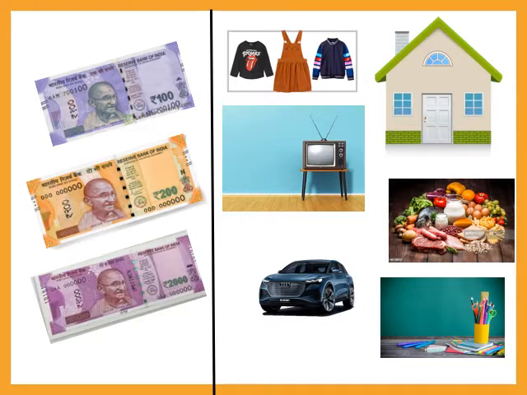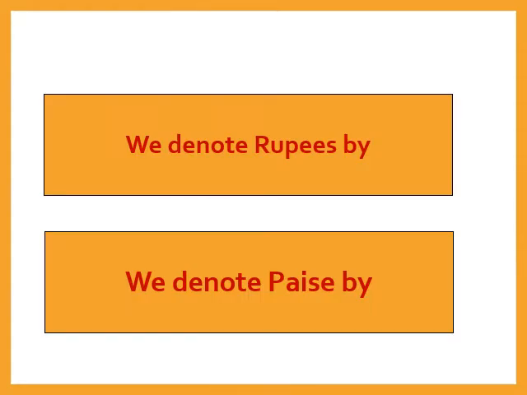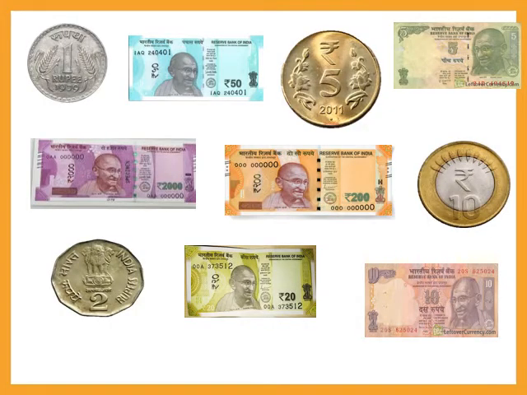We need money in every sphere of life. Money is the currency of any country. The standard unit of Indian currency is rupee and it is denoted by this symbol. The smallest unit of Indian currency is paisa and it is denoted by P. Indian money consists of rupees and paise. Money comes in notes and coins. Notes are the paper form of money and coins are the metal form.